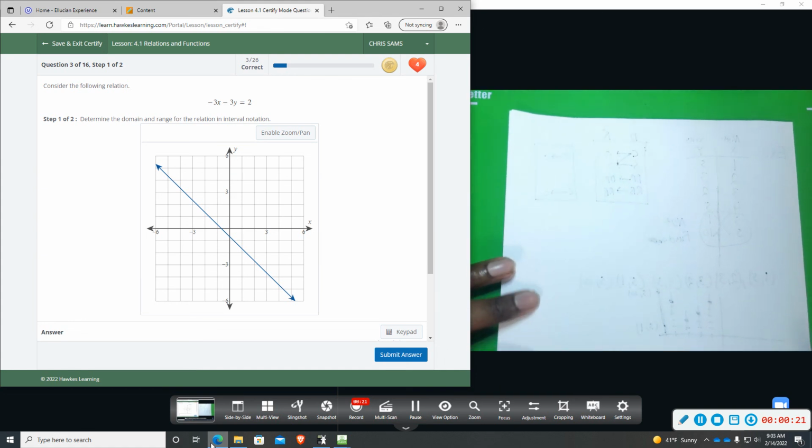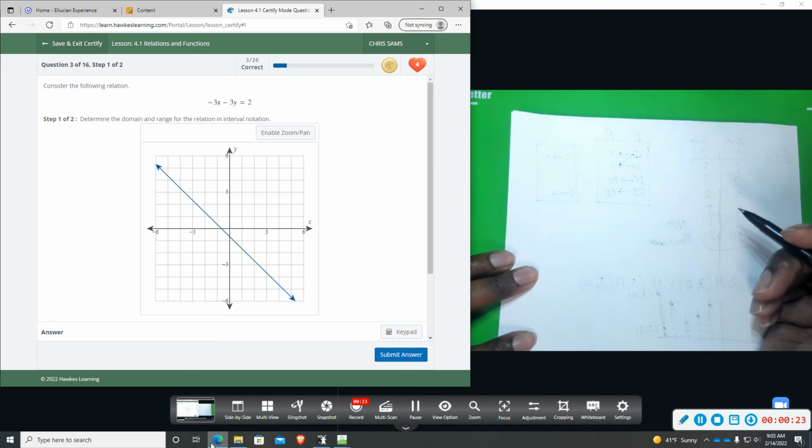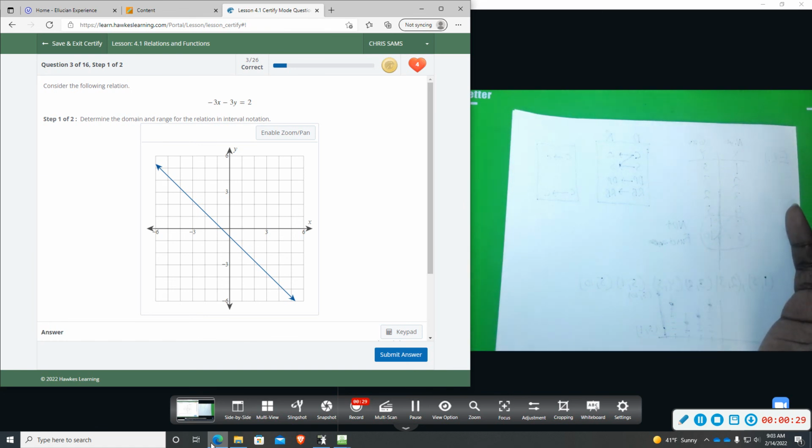So I want you to be aware of how to identify your domain and range when you're given the equation, because sometimes you're not provided with the accompanying graph. And so if you're not, how do you know what the domain or range is when you don't have the image? So this is specifically for domain.